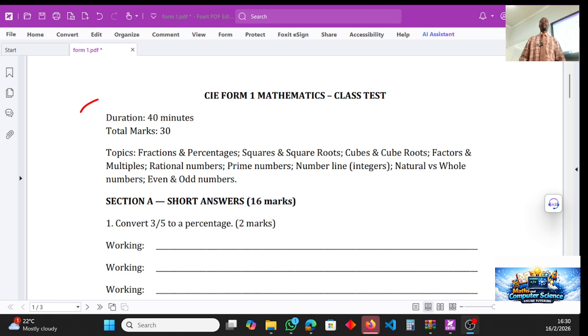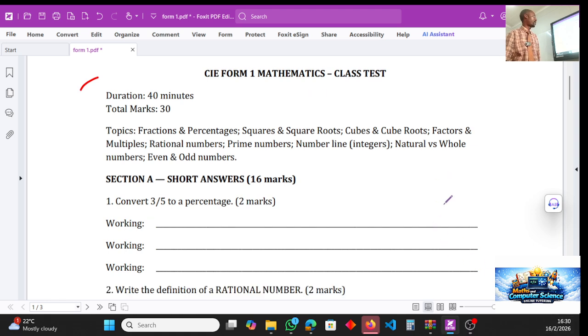Now, topics of interest are going to be fractions, percentages, square roots, cubes, cube roots, factors and multiples, rational numbers, prime numbers, number line, integers, natural versus whole numbers, even and odd. I hope you find this interesting. So, without further ado, we will dive into the first problem.